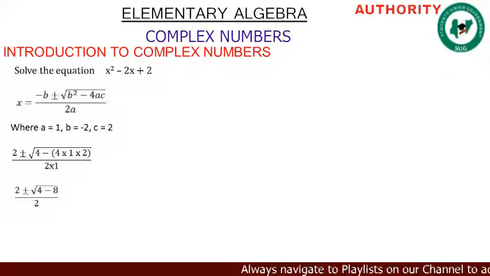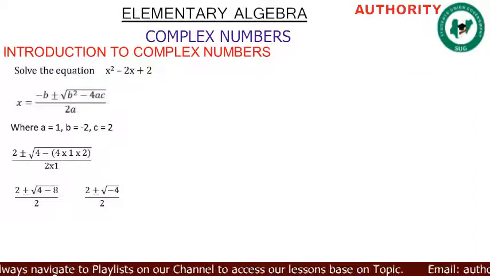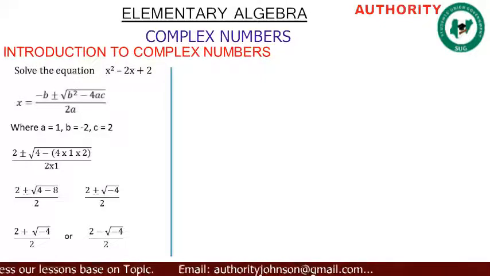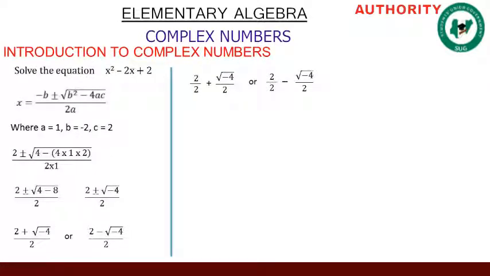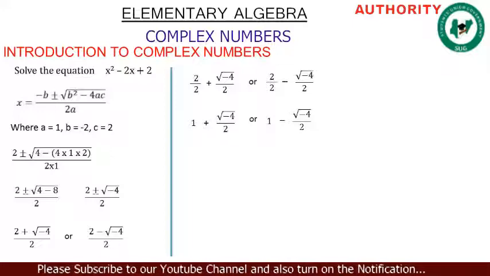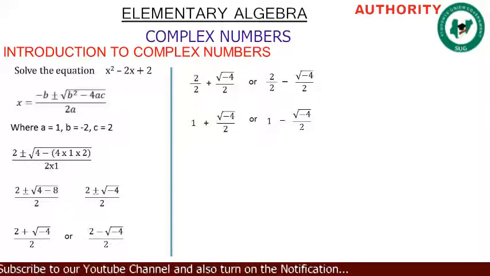Now we have 2 plus or minus square root of, 4 minus 8 gives us minus 4, all over 2. So we're going to have 2 plus square root of minus 4 all over 2, or 2 minus square root of minus 4 all over 2. Let's split this into 2: 2 over 2 plus square root of minus 4 over 2, or 2 over 2 minus square root of minus 4 over 2. Now 2 divided by 2 gives us 1, and the square root of minus 4 over 2 stays the same.